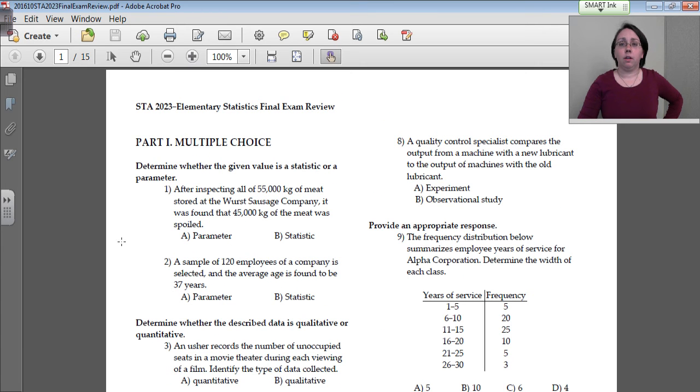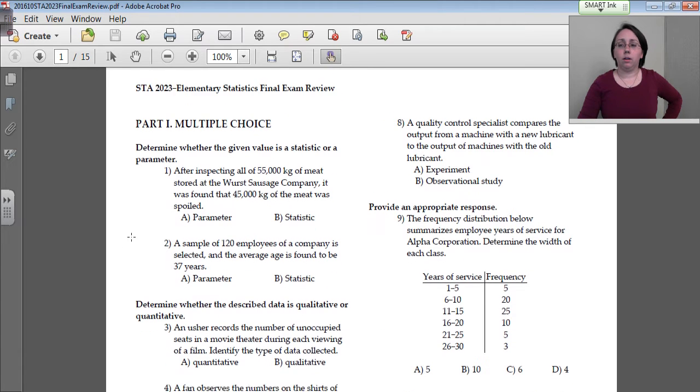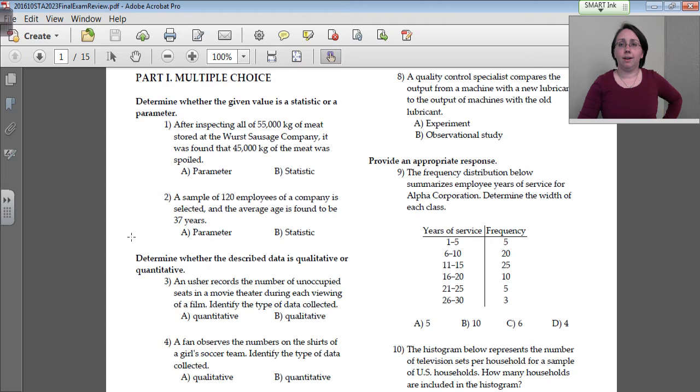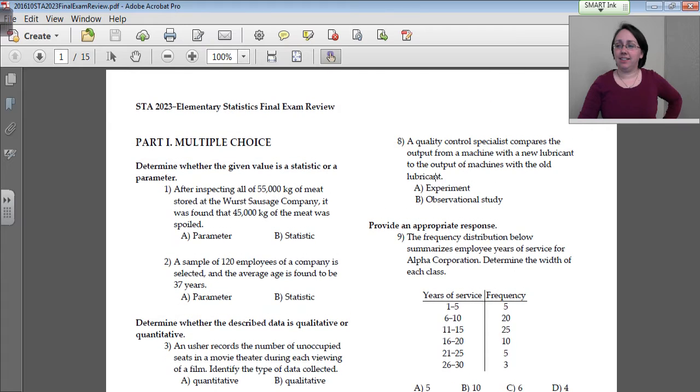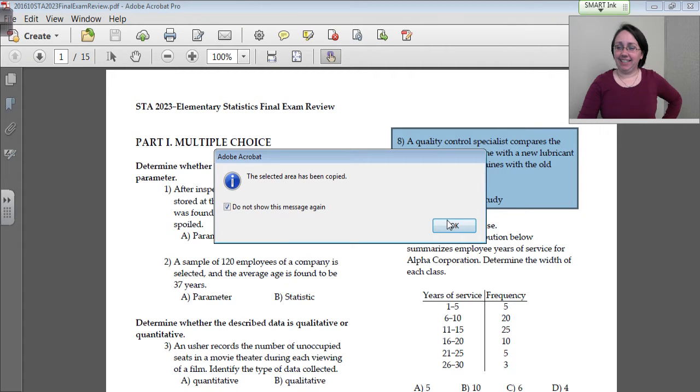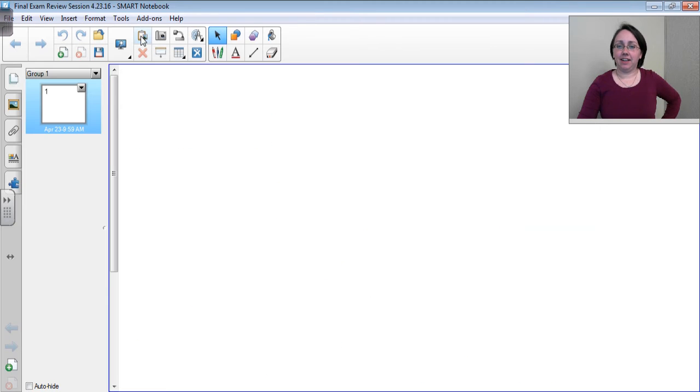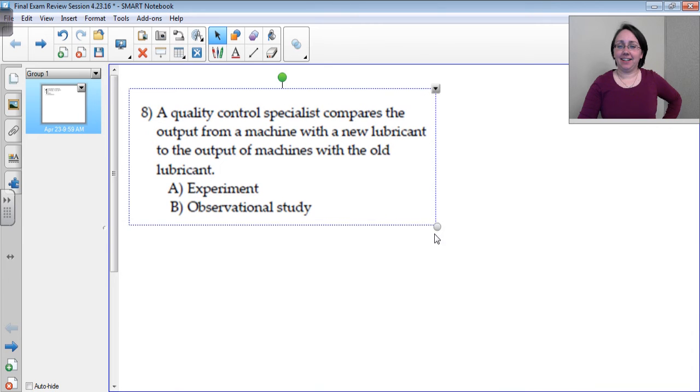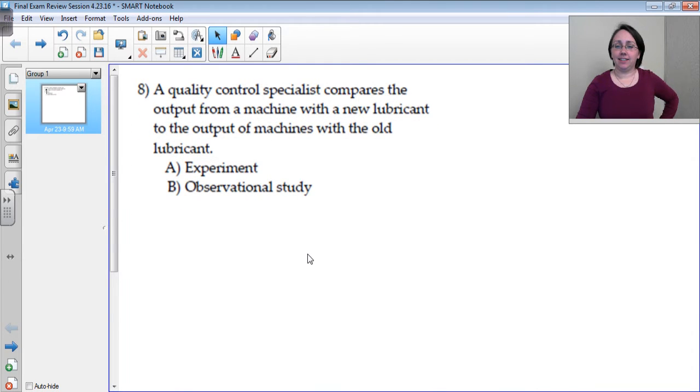Okay. Well, 1 through 8 is pretty basic, so let's start with number 9. Anybody want 1 through 8? Number 8 is an experiment, but they didn't do anything. Exactly. So a quality control specialist compares the output from a machine with a new lubricant to the output of the machine with the old lubricant.